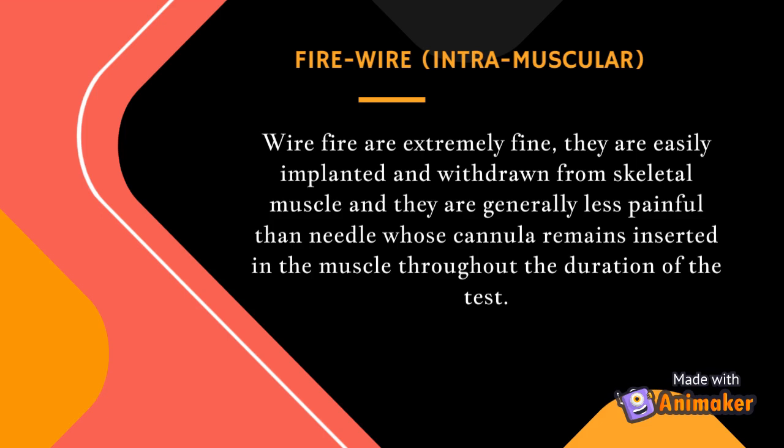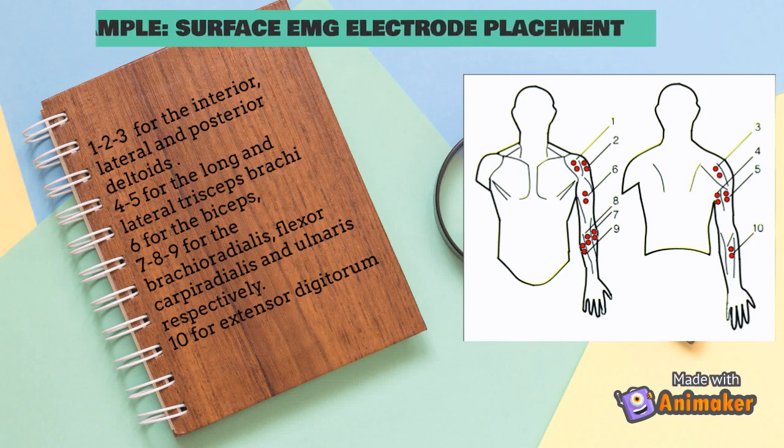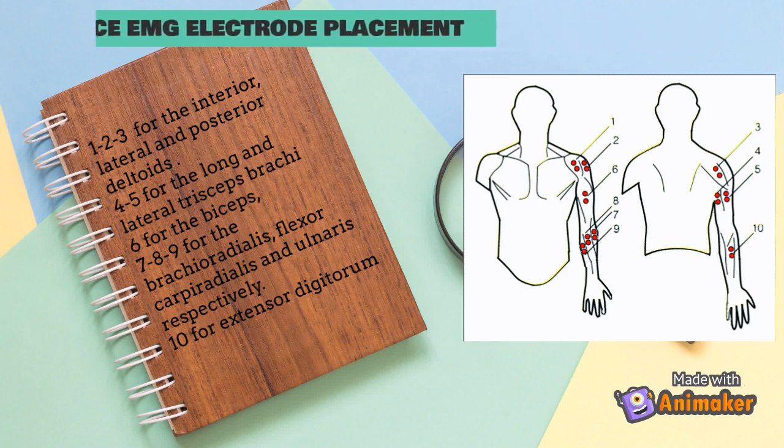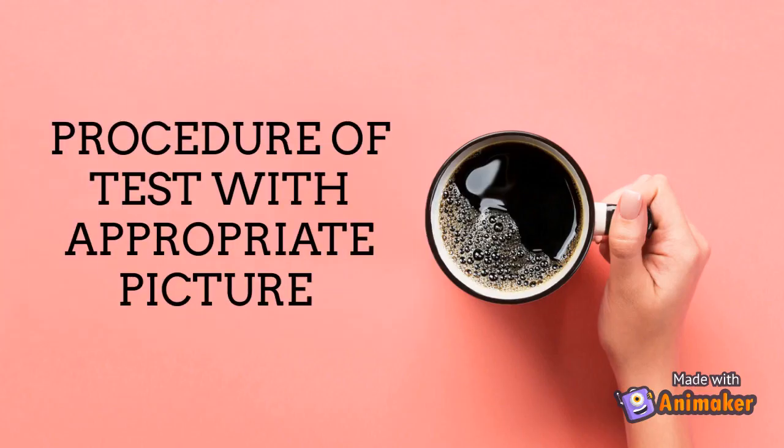This is an example of surface EMG electrode placement. 1 to 3 for the anterior, lateral, and posterior deltoid. 4 and 5 for the long and lateral head of the triceps brachii. 6 for the biceps. 7, 8, 9 for the brachioradialis, flexor carpi radialis, and ulnaris respectively. And 10 for the extensor digitorum.